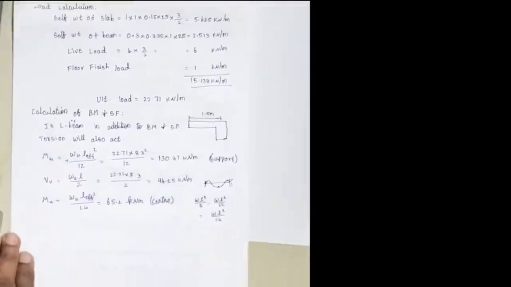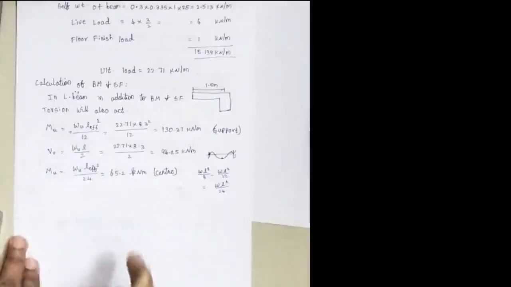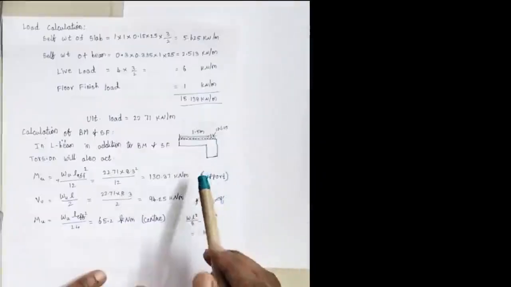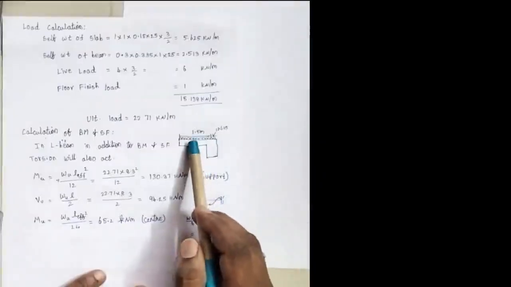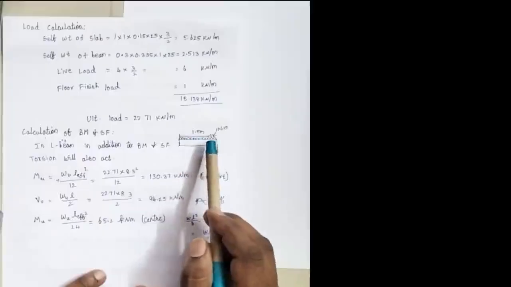So we have calculated the moment and shear force. Next we need to calculate the torsion. In order to calculate torsion, we need to use the formula which we have in the codebook. So before going to calculate the torsion based on the moment, we need to know how a twisting is created in my L beam.